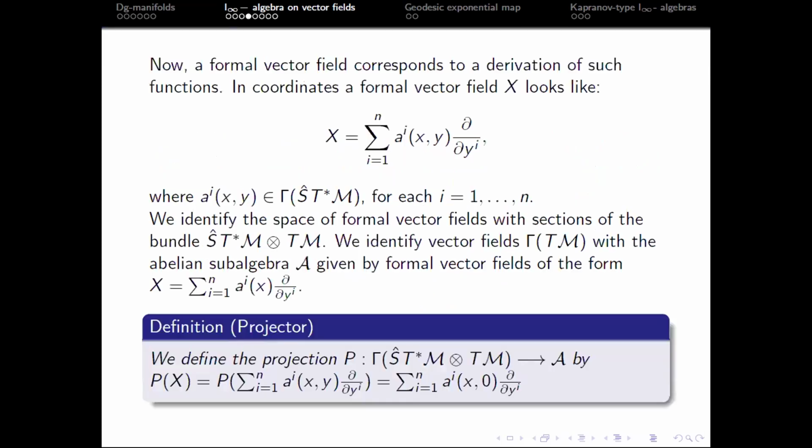Let's continue. So now, by a formal vector field, I mean a derivation of this type of functions. So in coordinates, this type of vectors will look like this expression here. And then I can say the following: I can say that the space of such vector fields will correspond to a Lie superalgebra. And the Lie bracket will be just taking the Lie derivative with respect to these y coordinates.